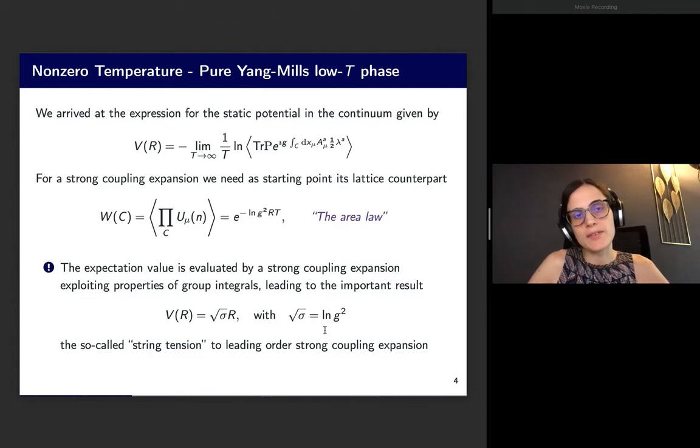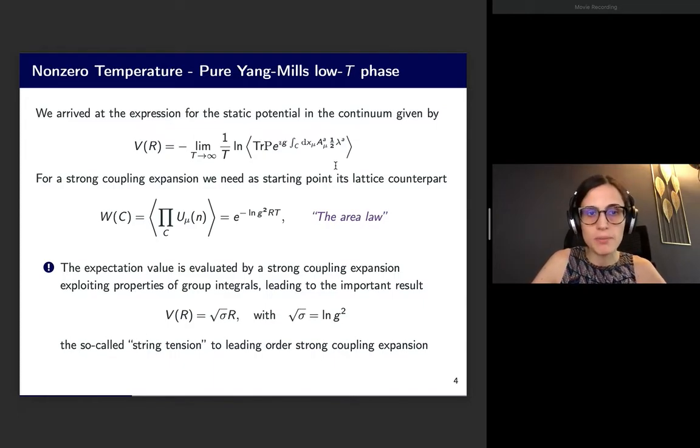Then what we have arrived at is an expression for the static potential, but in the continuum, because the formulas I had on the previous slides were in the continuum. And here is the potential written down explicitly in this language. However, we want to look at the low T limit. This corresponds to the strong coupling limit.